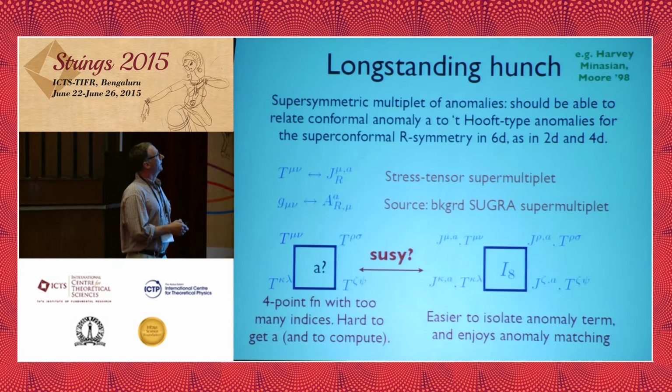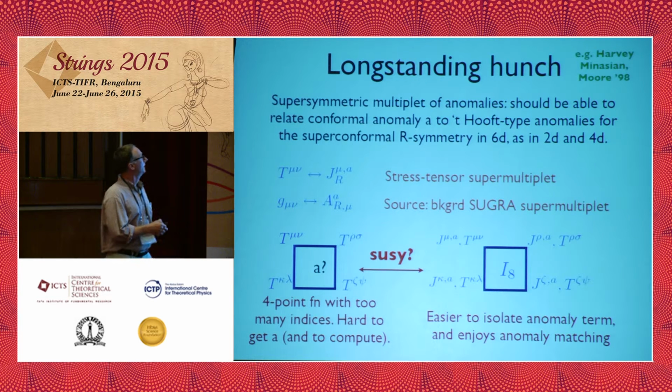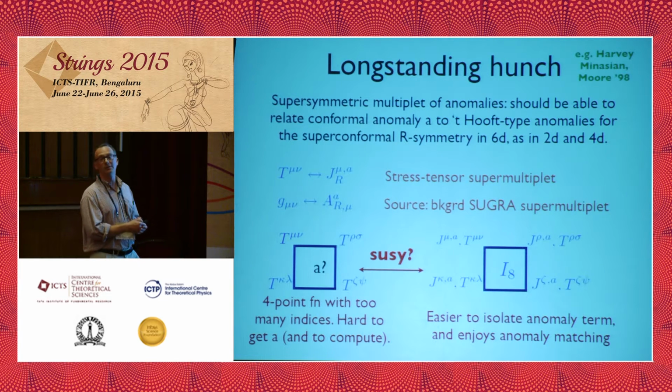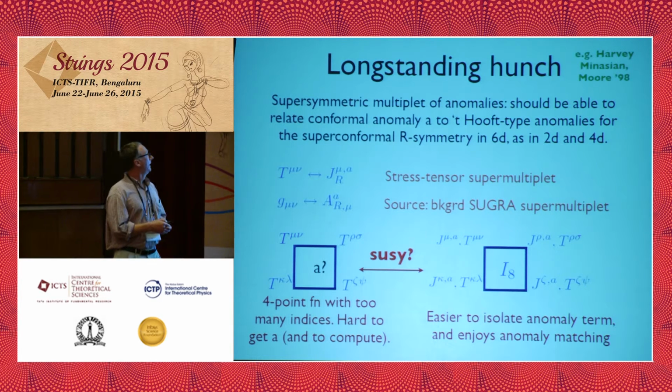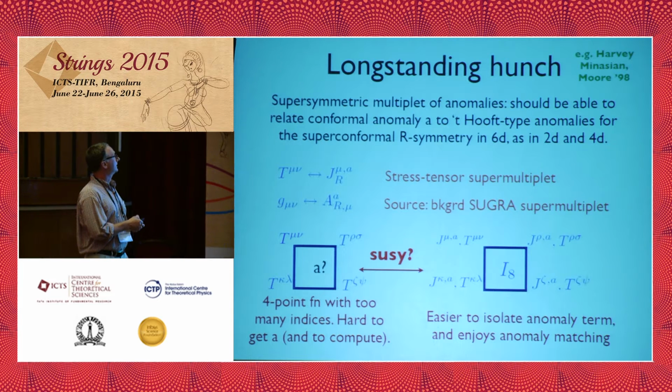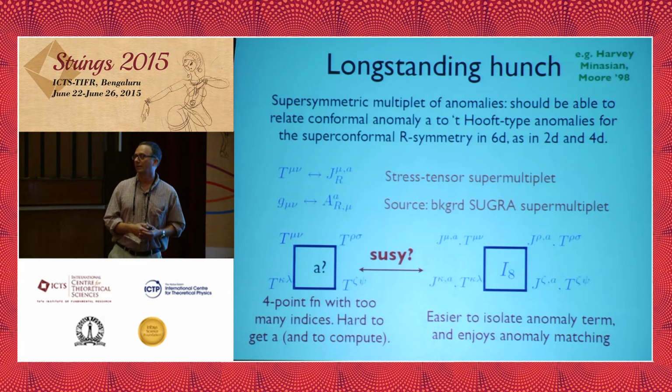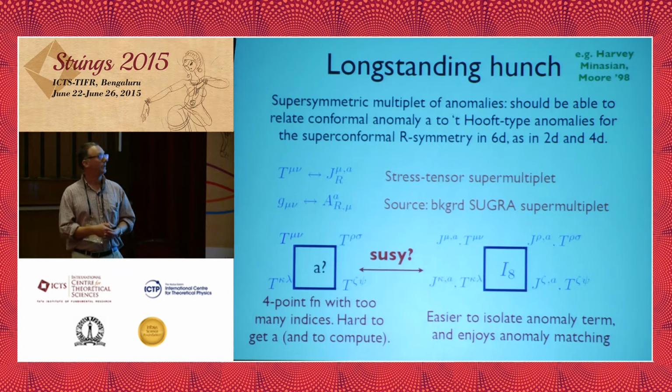Okay, a long-standing hunch, which for example appeared in the paper of Harvey, Minasian, and Moore from 1998, was that there should be some supersymmetric multiplet of anomalies. It should be possible to relate the conformal anomaly A to 't Hooft-type anomalies for the superconformal R symmetry in six dimensions, as was the case in two dimensions and four dimensions. So the idea is that the stress tensor is in the same supermultiplet as an R current. For the 2-0 case, the R current is an SO(5) R symmetry, and for the 1-0 case in six dimensions, which will be my focus, it's an SU(2) R symmetry.